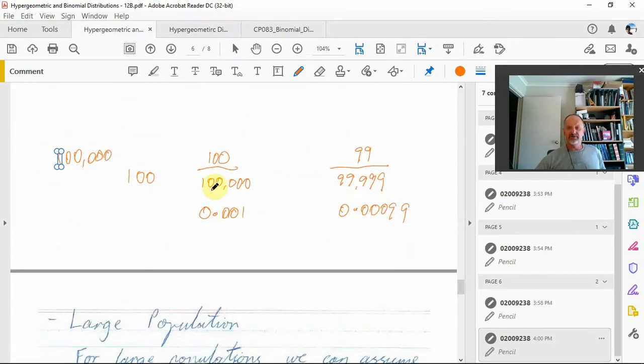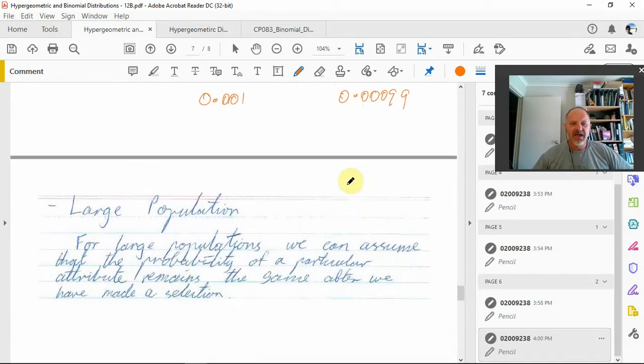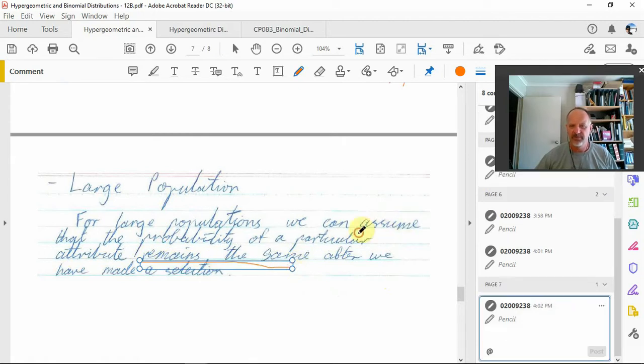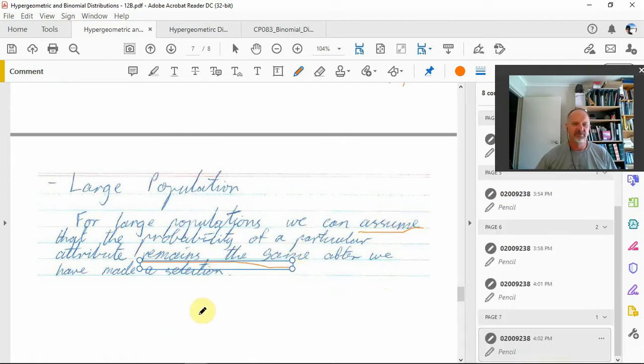Now I've only used 100,000, so if we go into massive populations, like populations of countries, for example, then that difference is going to be even smaller. So for large populations, we can assume that the probability of the attribute remains the same. So we assume probability remains the same after we make a selection.